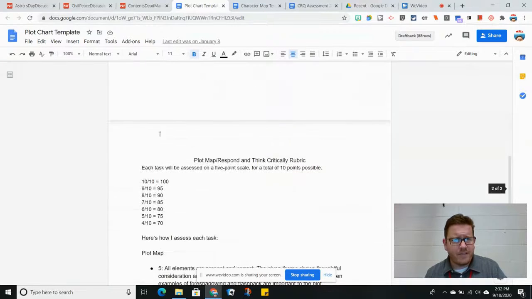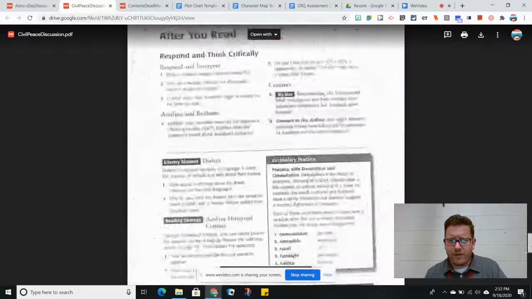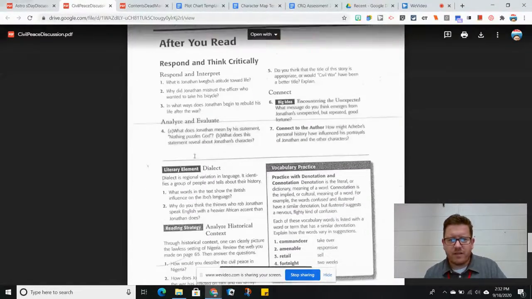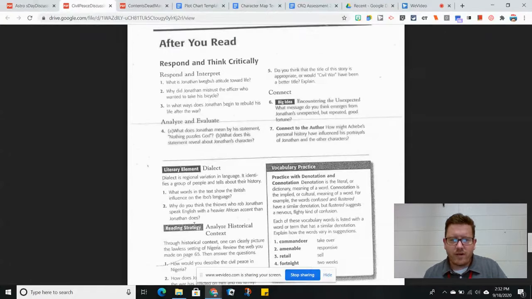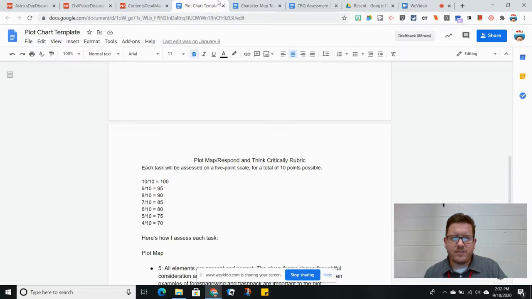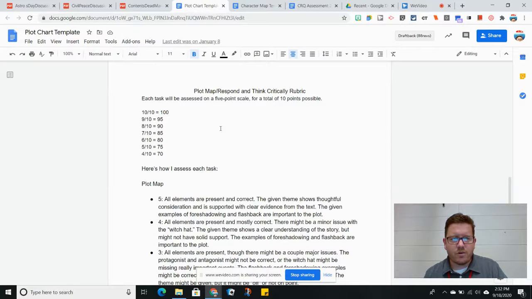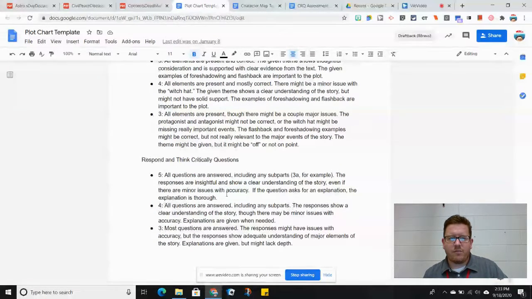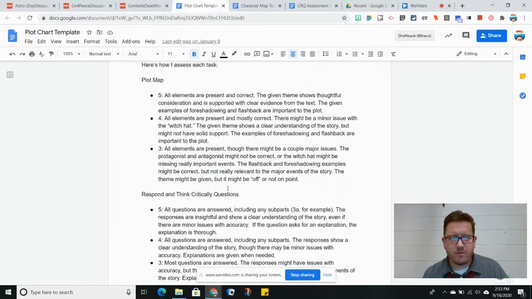Now, at the end of each of these stories, you've got questions to answer. And I'm looking specifically for the respond and think critically, the literary element, and the reading strategy questions. And this is the rubric that I use. So I assess the plot map and character map based on a 3, 4, or 5 scale, and same thing with the respond and think critically questions. So look over the rubric.